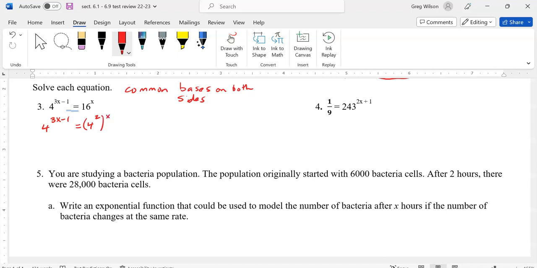So when you have the same base on both sides of the equation, you can just let one exponent, the left exponent, equal the right one. And now we just solve for x. So I'm going to subtract 2x from both sides. And then I'll add 1 to both sides. And there's my answer for number 3.